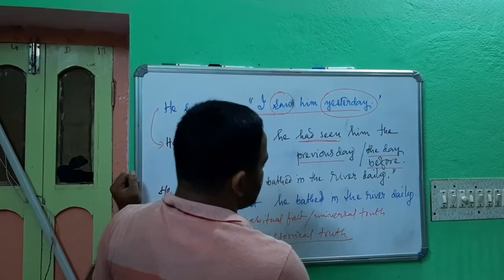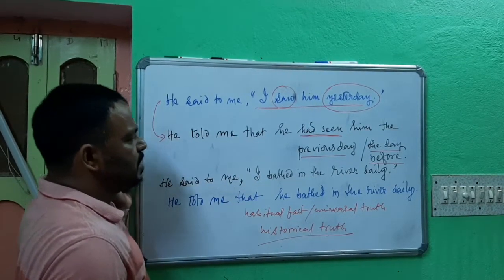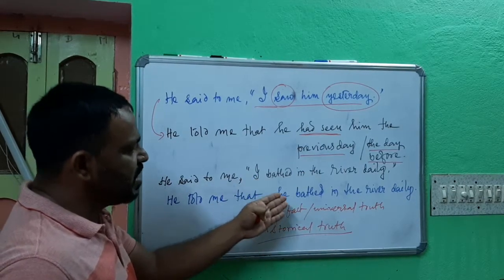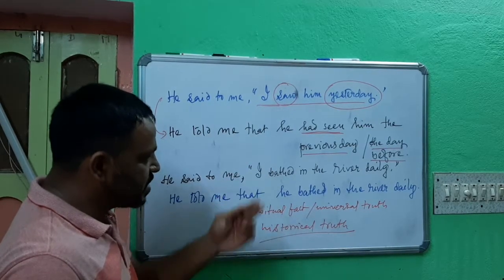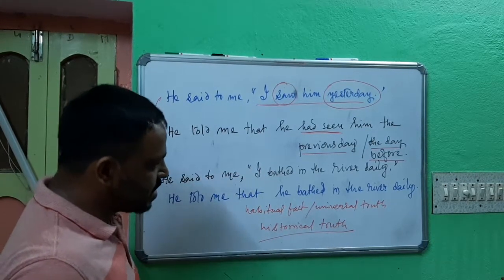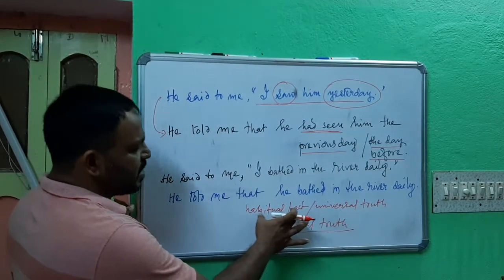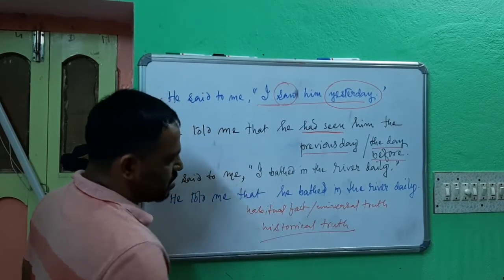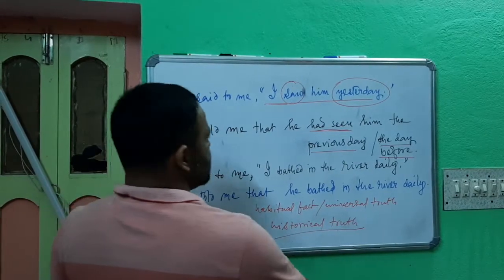Such sentences cannot be changed. Generally, the persons, that means the subject and object, may be changed, but the tense remains intact. If it is in present tense, it would remain in present tense. If it is in past tense, it would remain in past tense, or any other sort of sentences. If it is a habitual fact, universal truth or historical truth, I will cite you some examples in this regard.